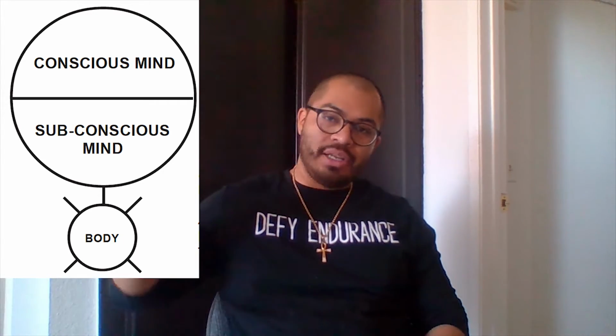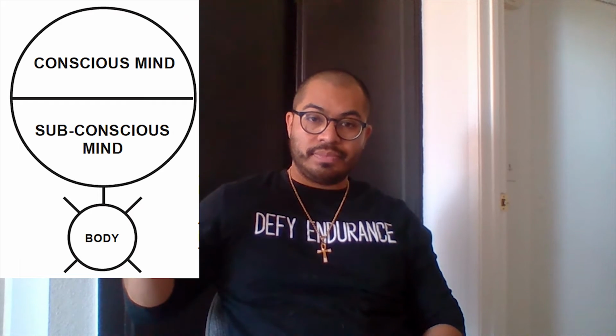So right here, look, it's a big circle. I got this from Bob Proctor. This is how Bob Proctor teaches how the mind looks. The big circle is the mind. Now you split it in two. There's two parts to it: the conscious mind and the subconscious mind.